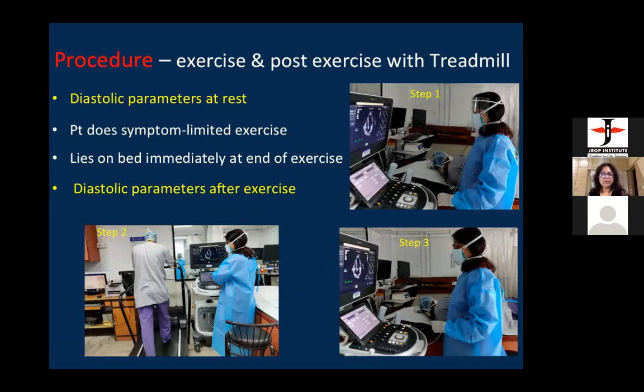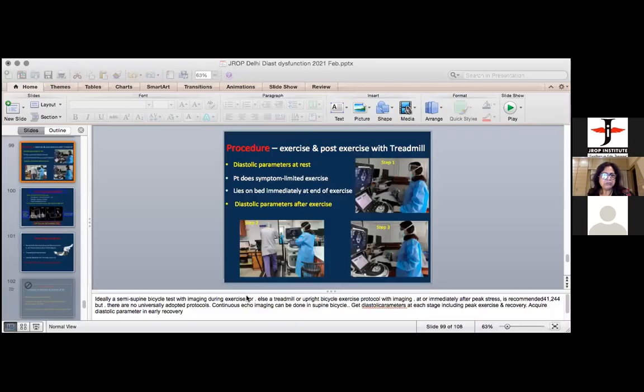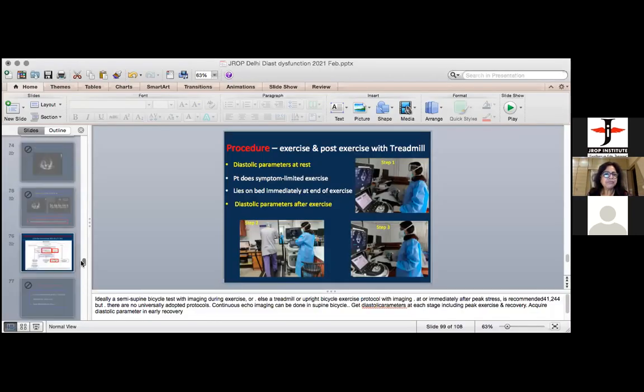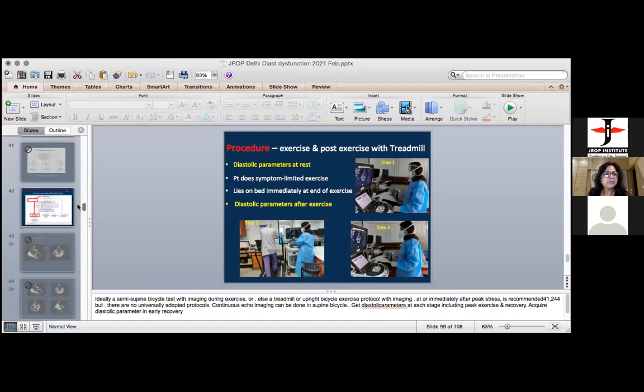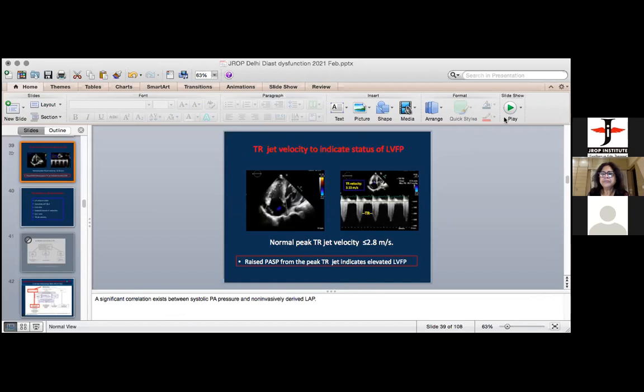Ma'am, I've got one more question. Ma'am, TR jet velocity. Can you please show that slide once again? Madhumita, at your level, if you look at the E to E prime ratio, it will become more than 2:1. You can say safely that the patient is in heart failure with preserved ejection fraction, and that is known as dynamic diastolic dysfunction.